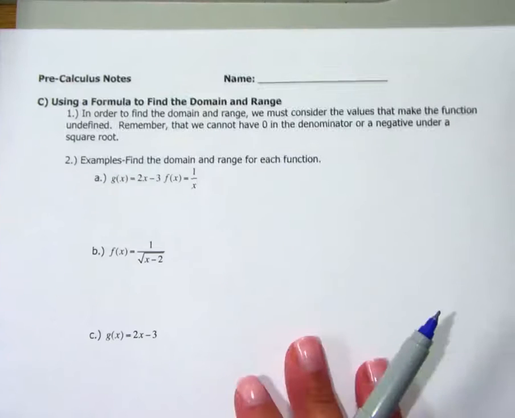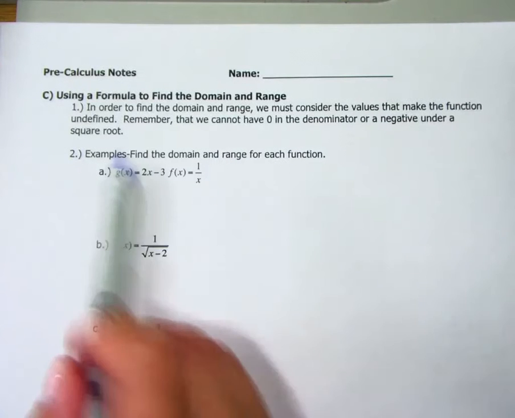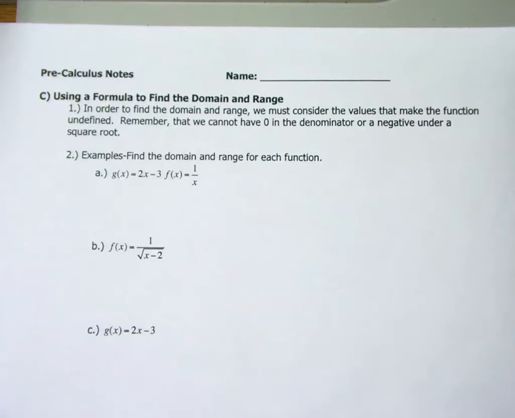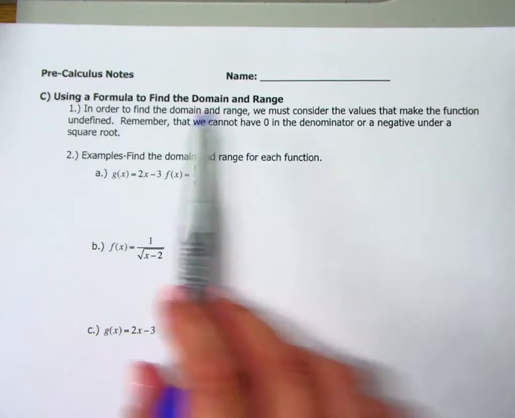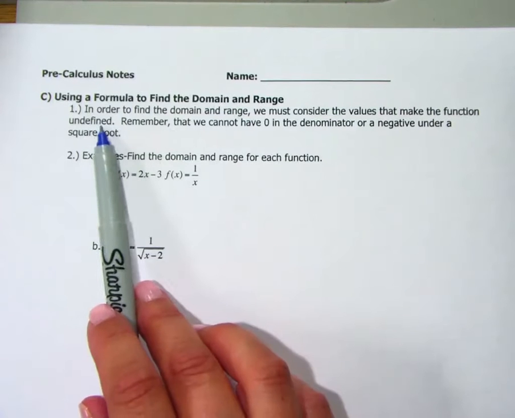All right, last few examples here. So like I said, a lot of times what I'll tell you for domain and range is to look at the graph. That's always a good thing to do, but we can also algebraically look at finding domain and range, okay? So in order to find the domain and range, we must consider the values that make the function undefined.